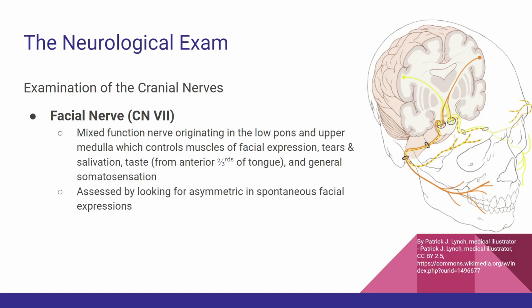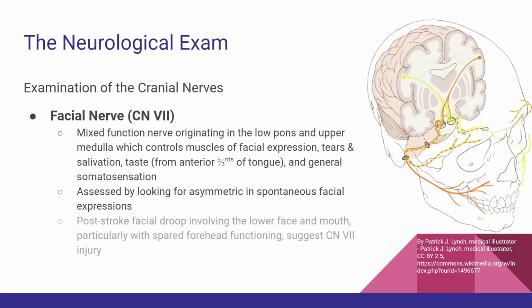And this is often assessed by looking for asymmetry when someone's making spontaneous facial expressions. So does one side of their smile go higher than the other side? Does half of their face droop? Those kinds of things. So following a stroke, if there is notable facial droop in the lower face and mouth, but the forehead is spared, that typically indicates disruption to the facial nerve.